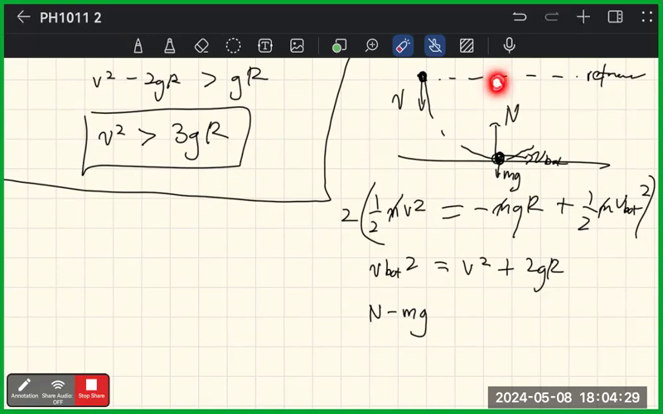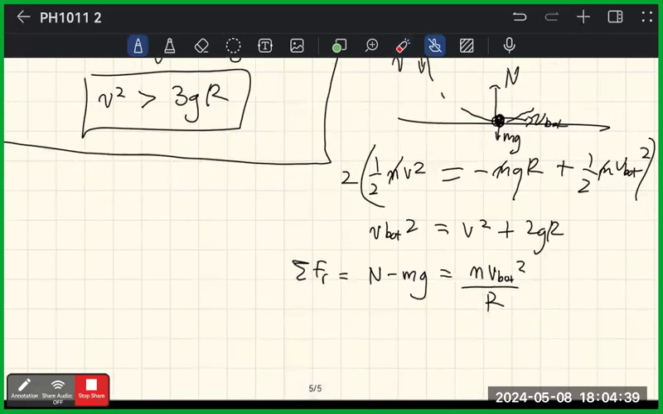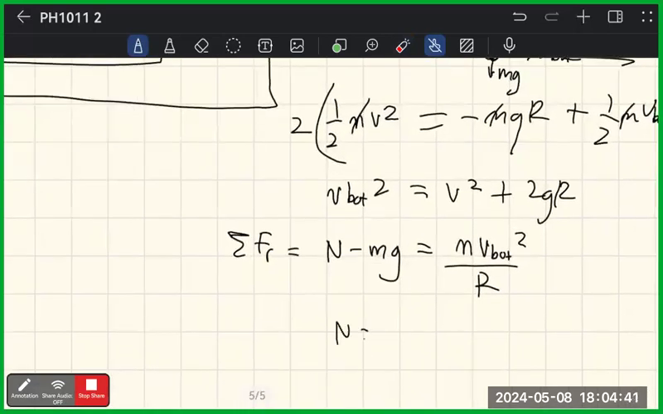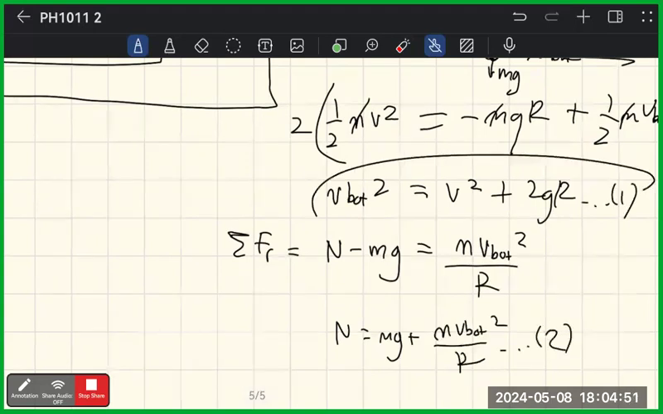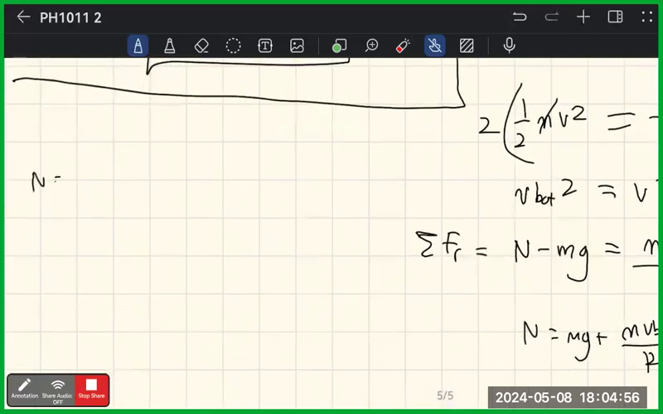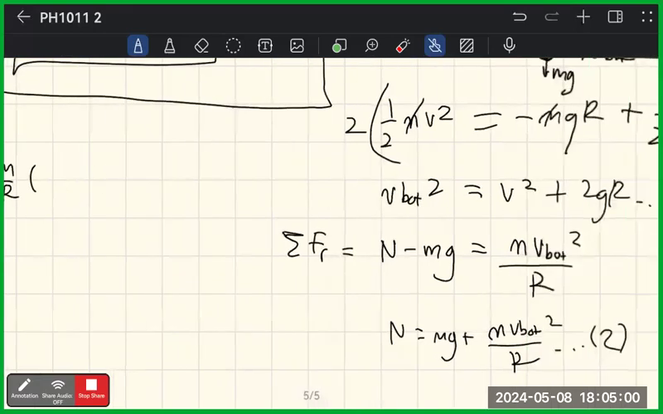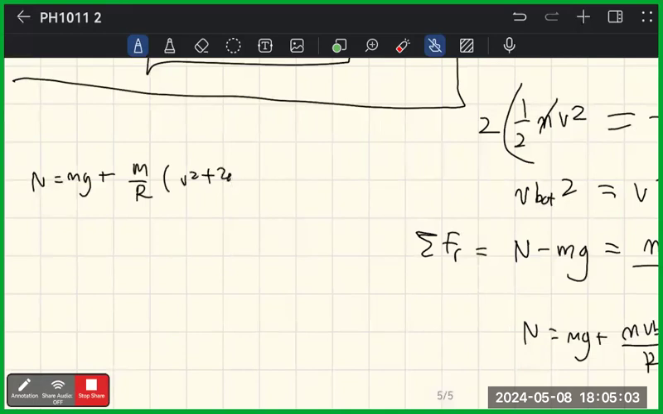The sum of the radial forces to the center has to equal m v squared over r. So N equals mg added by m v squared over r. We just substitute equation 1 into equation 2. We'll have that N equals mg added by m over r, where v squared equals gr.